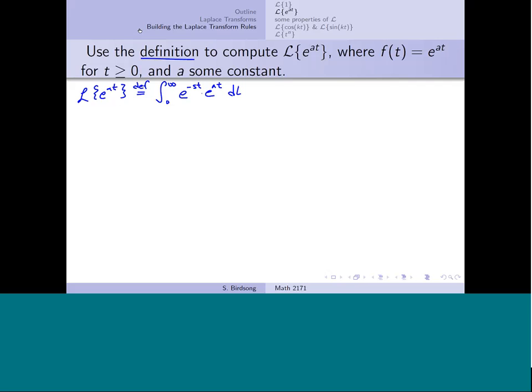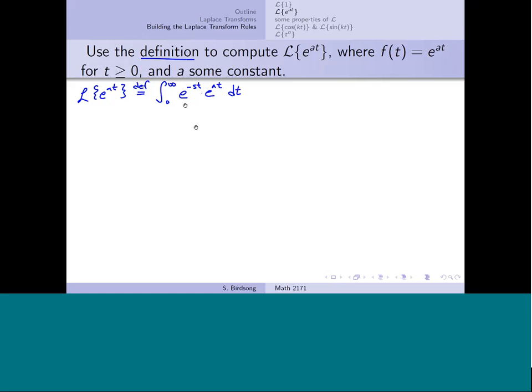Now I went ahead and picked the two examples that we've done here. The previous one with a 1 because 1's awesome, and this one because the e to the at is going to combine super nicely with the part that you always multiply your function by, this e raised to the negative st. We've only got one more example that I'm going to look at in terms of building up to functions. Everything else, I'm just going to give you the rule, and we'll go through it from there.